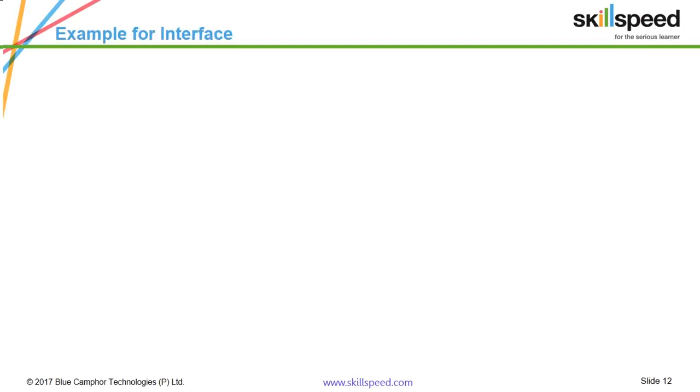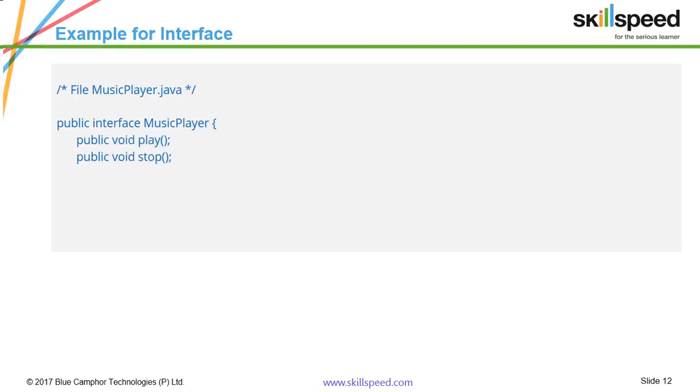Let us look at another example, which is the music player interface. Public interface MusicPlayer, which contains the methods public void play, public void stop, public void pause, public void rewind, public void forward, public void record.